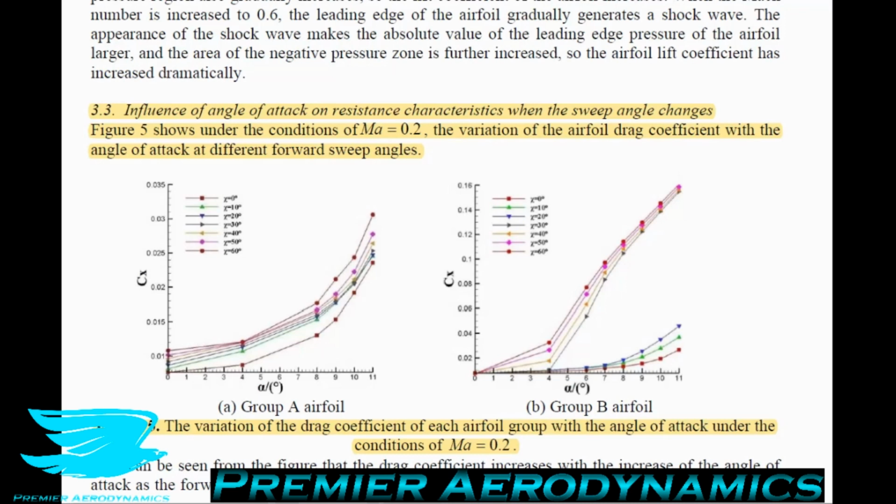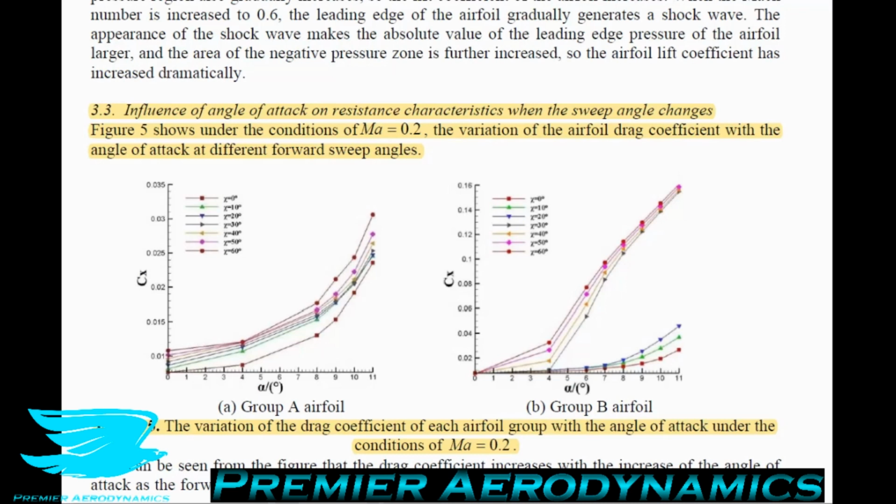And as you increase the angle of attack, the pressure drag typically increases. And now we have here that when the sweep angle increases, generally speaking, the pressure drag increases as well. And that's because the thickness to chord ratio increases. And this is a great way to increase the pressure drag, which you don't want.